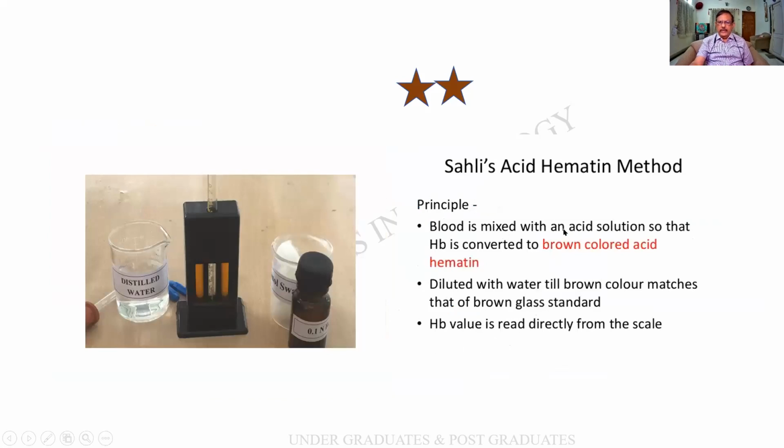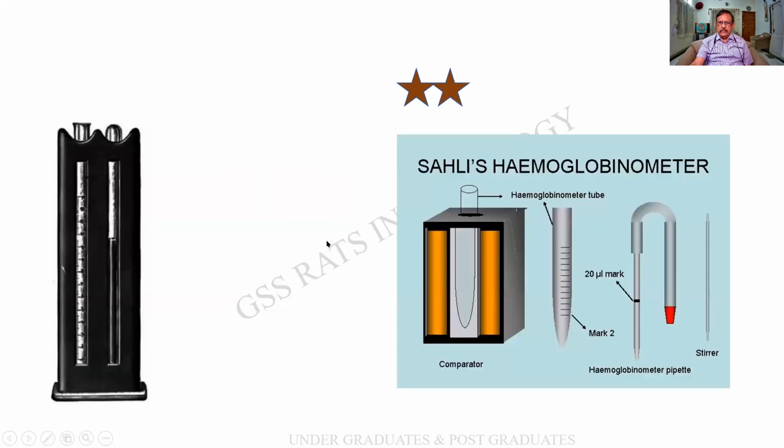So you find that the hemoglobin is converted to acid hematin, which is brown in color, and it is matched with the comparators. It is diluted till it matches. This is a good picture for the students to draw in your records.